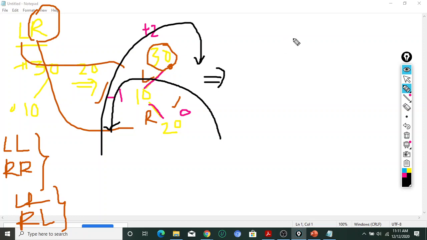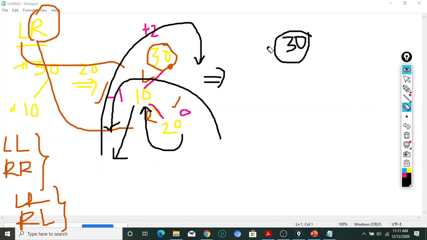Try to understand, if I rotate anti-clockwise, because this node is imbalanced, 20 will be placed here, and 10 will go down after 20. So 30 will come here. Then 20 will be there. This is the one step, and this is 10. Up to this point is clear?